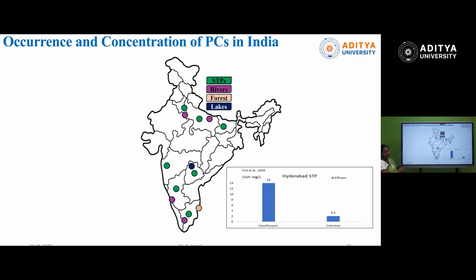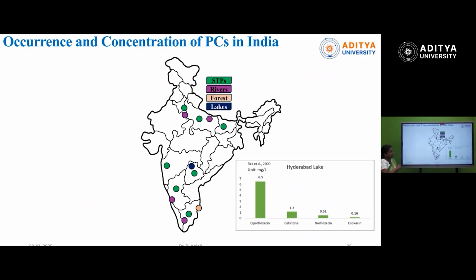Next one, you can see the Hyderabad STP. Actually, this is located near the pharma industry. That is the reason the concentration is very high, like it is present in milligram per liter. The data that I have shown here is from a 2009 paper. So ciprofloxacin is 14 milligram in the effluent. Here I'm showing the effluent, meaning after all the processes are done, the wastewater that is going to be discharged. The concentration detected is 14 milligram. Next one, Hyderabad Lake, you can see again ciprofloxacin is 6.5 milligram per liter.